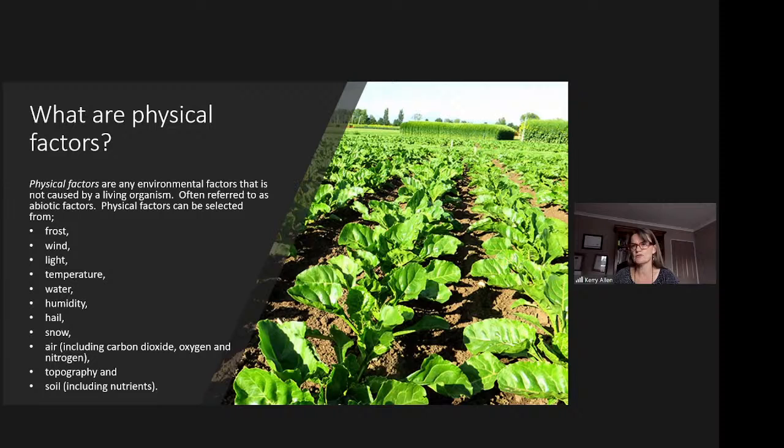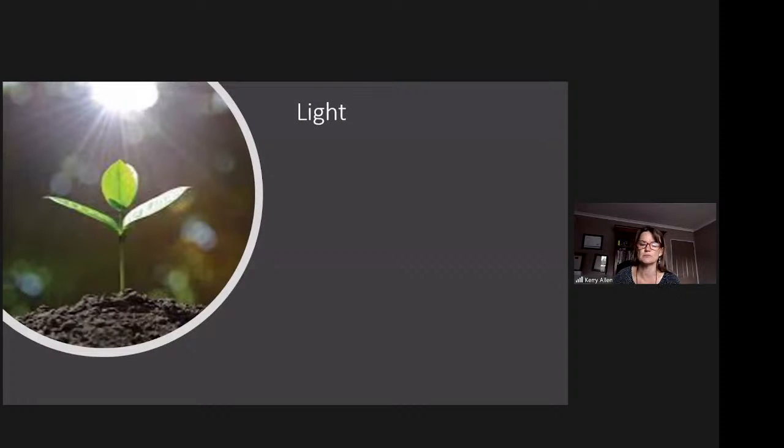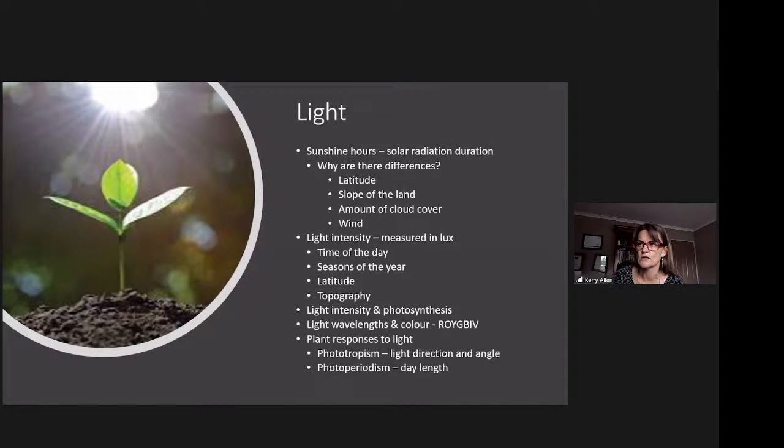Okay, so huge range from there. I'm just going to go now through what each of these mean. So you have to have a good understanding of those physical factors to be able to do well. So in this case, light is just talking about sunshine hours, light intensity and photosynthesis, light waves and colour, so a little bit of physics in there, and plant responses to light, which is more of a type of biology, so looking at phototropism and photoperiodism.